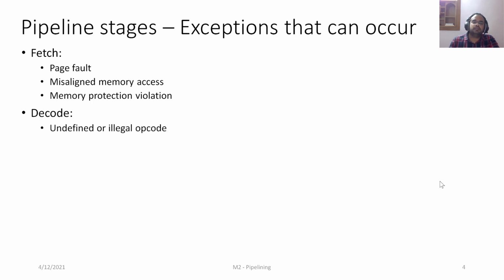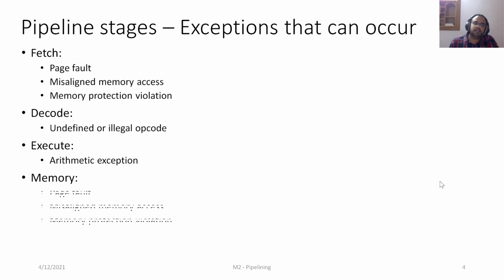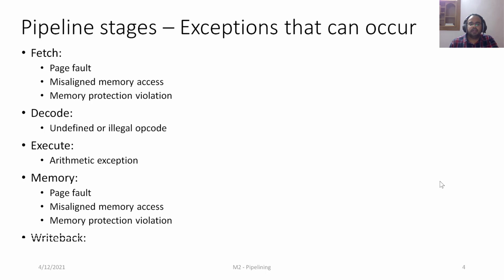In the decode stage, we will typically encounter the exception of an undefined or unsupported opcode. In the execute stage, we can see the arithmetic exception or the floating point exceptions. Again, in the memory access stage, we are trying to access the data memory, and the exceptions we can see are similar to the fetch stage: the page fault, misaligned access, or memory protection violation. And in the fifth stage, which is the write back, we are just trying to access the registers. Nothing specific would come.